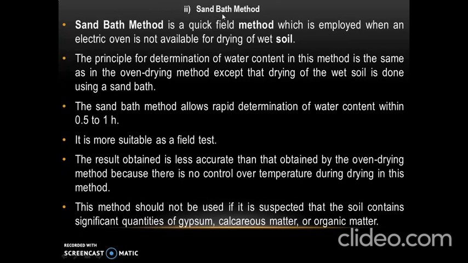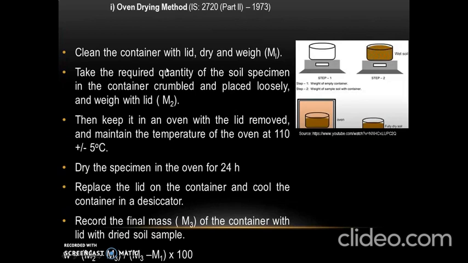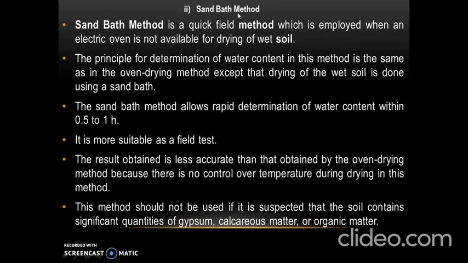Next is sand bath method. This is a quick field method which is employed when an electric oven is not available for drying of wet soil. In oven dry method, we saw that we had used oven in order to dry the soil sample. But if in case oven is not available, we would use sand bath method. The principle of determination of water content in this method is same as that of oven drying method, except that the drying of the wet soil is done using a sand bath.